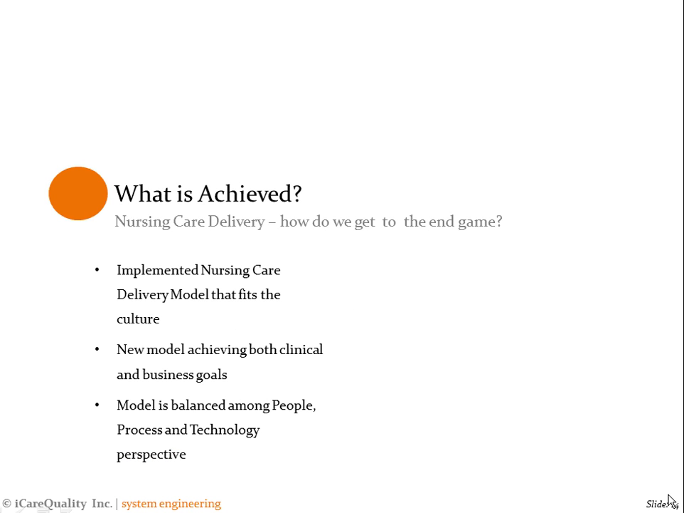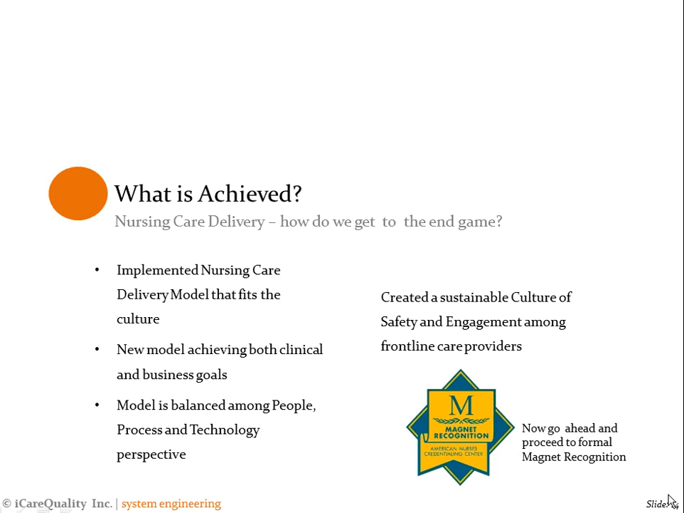After all this work, what exactly have we achieved? We implement a nursing care model that fits the culture. The new model is achieving both clinical and business goals. The model is balanced among people, process, and technology perspectives. The new nursing care delivery model now creates a culture of safety and engagement among the frontline care providers, and the model is sustainable. And now it is time to take on the work of formally getting Magnet recognition.